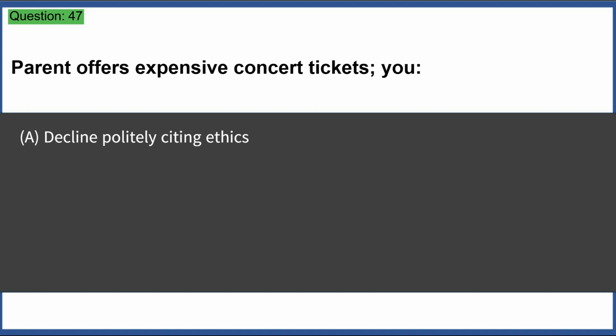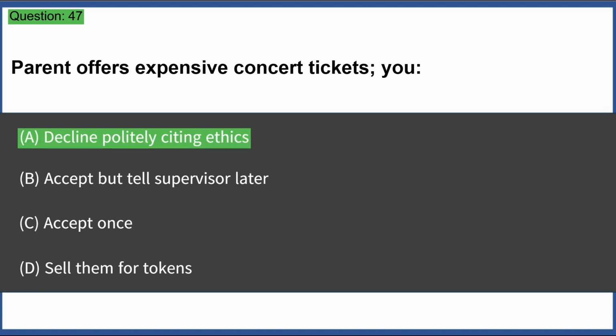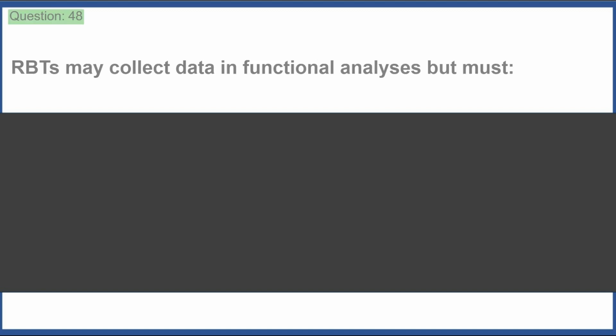Parent offers expensive concert tickets, you A. Decline politely citing ethics. B. Accept but tell supervisor later. C. Accept once. D. Sell them for tokens. Answer A. Decline gifts.